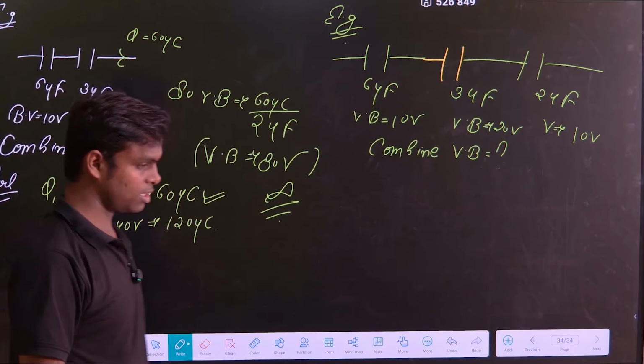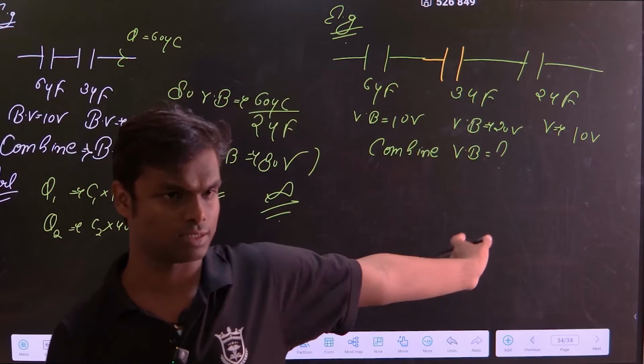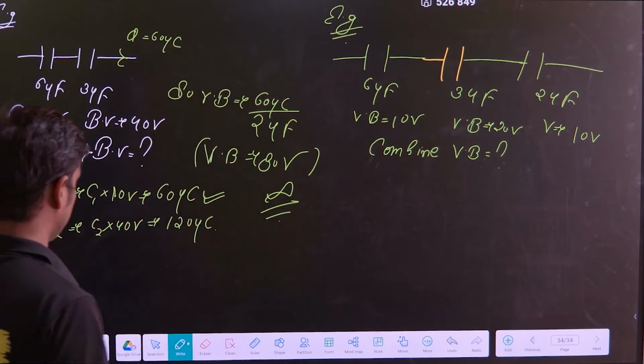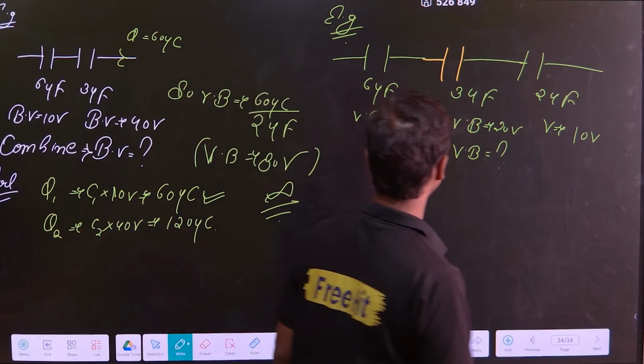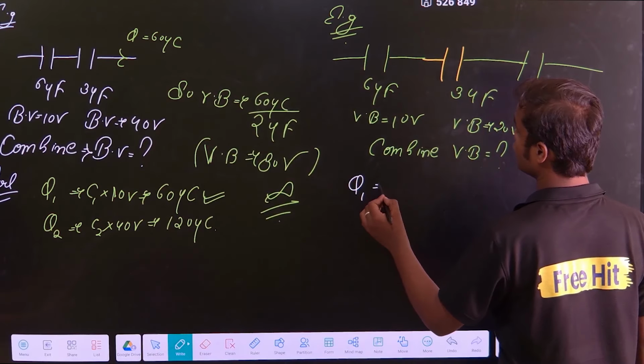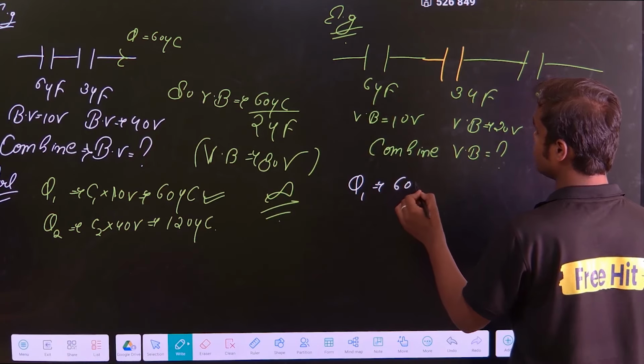Just use your concept and tell me what is a combined breakdown voltage. I told you the method how to solve it for series. Similarly, there is a separate method for parallel also. What we will do? First we will calculate Q1. Q1 will be how much? 10 into 6, that is 60 microcoulomb.